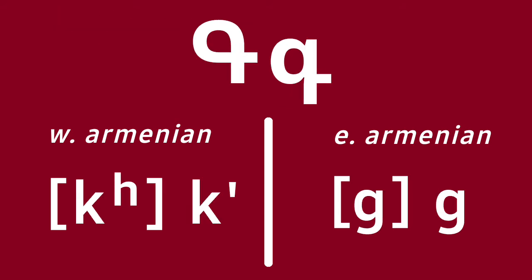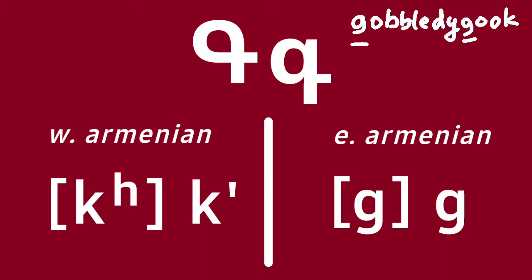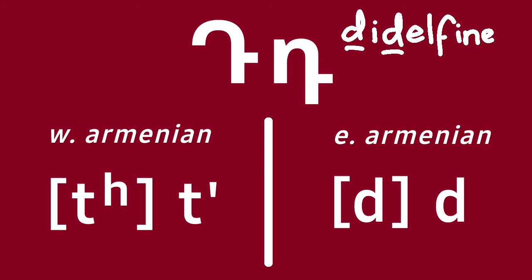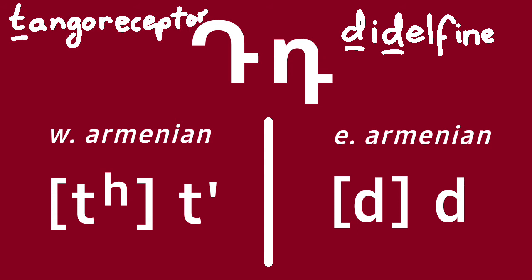Gim is either a Q with an extra arm sticking out or a G with a straight leg. I can't decide. In Eastern Armenian it's G, as in gobbledygook, and in Western Armenian it's K, like Katzenjammer. Da is basically an N with a prosthetic leg. In Eastern Armenian it's D, like Diddlefiend, and in Western Armenian it's Ta, like in Tangoreceptor.